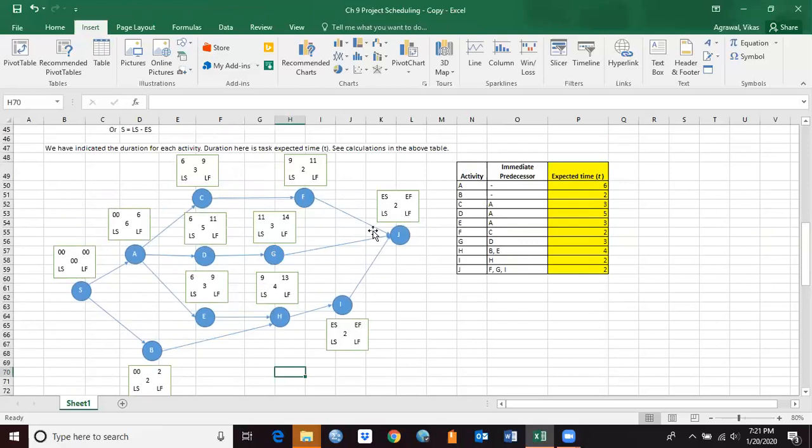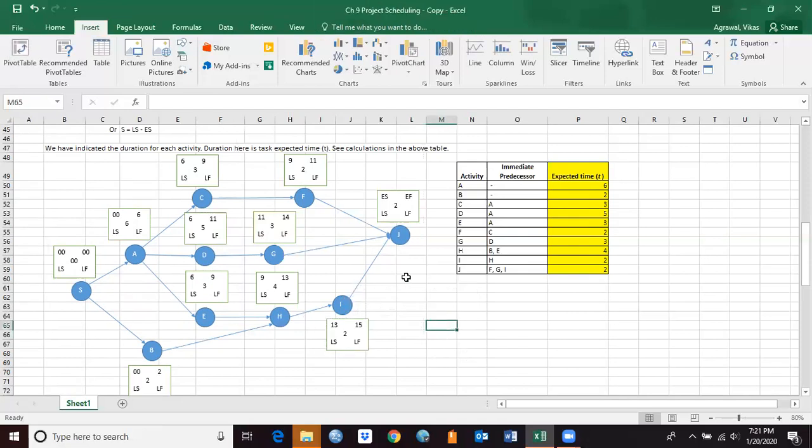And now we cannot do activity J because to start activity J, we need to make sure activity F, G, and I, they all are completed, but we have not done yet with I. I has H as immediate predecessor, which means H needs to be completed before we can start I. So the early start time here is going to be 13. And early finish is going to be 13 plus 2, 15.